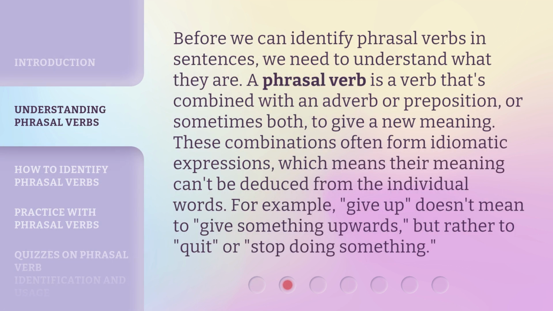Before we can identify phrasal verbs in sentences, we need to understand what they are. A phrasal verb is a verb that's combined with an adverb or preposition, or sometimes both, to give a new meaning. These combinations often form idiomatic expressions, which means their meaning can't be deduced from the individual words. For example, give up doesn't mean to give something upwards, but rather to quit or stop doing something.